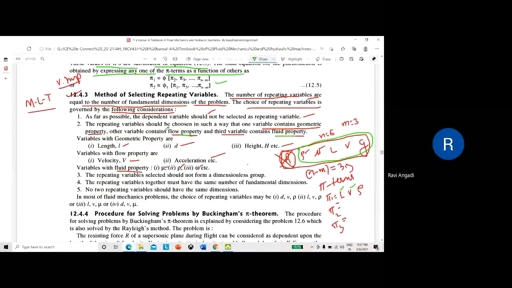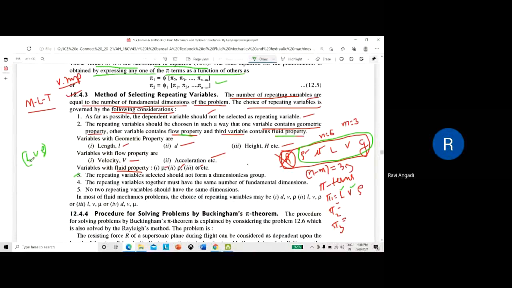Are you noting it? Are you writing? Yes, sir. Please write this one. Okay, third one. I'll tell you the third one. The repeating variable selected should not form a dimensionless group. Means when you are forming a repeating variable like this L, V, rho, this group should not form a dimensionless.